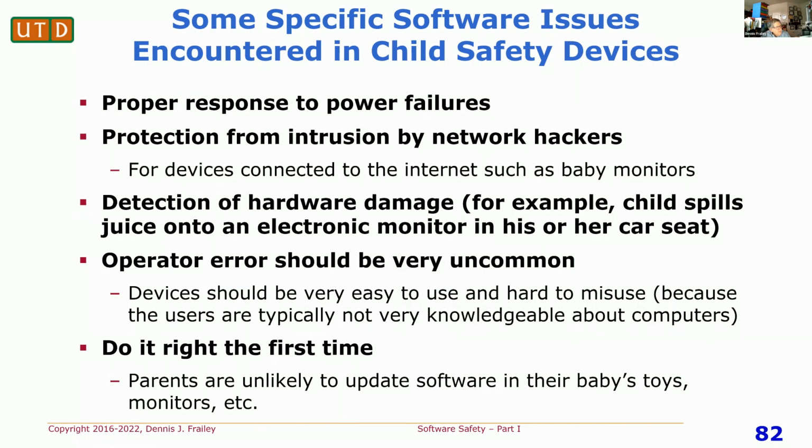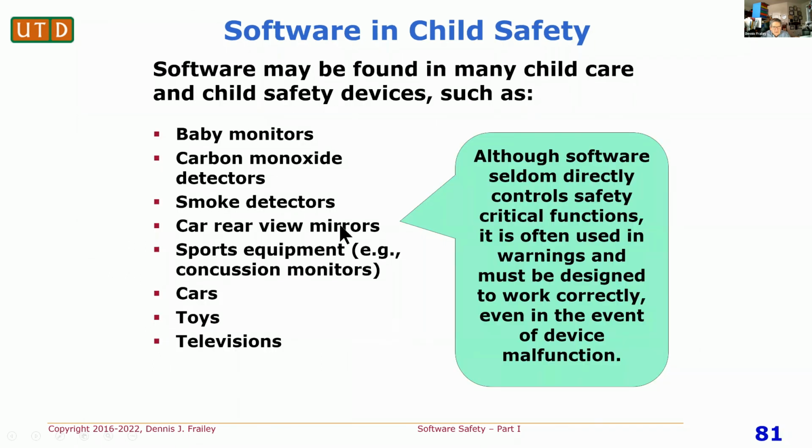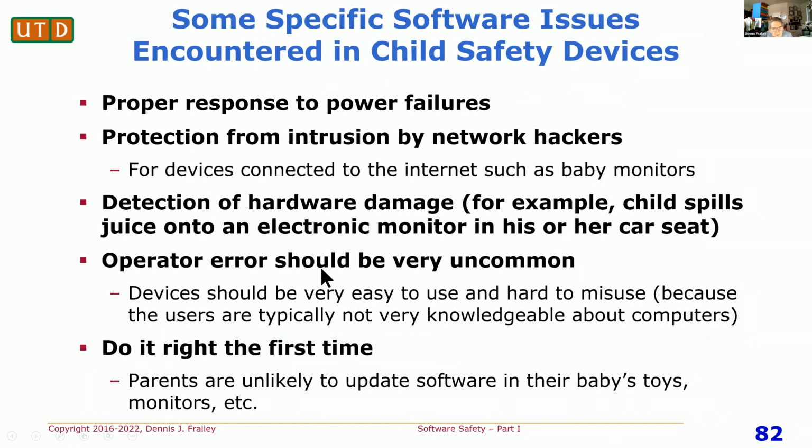The next slide is some specific software issues. Whereas the previous slide said, well, yeah, these are things that software may be involved in, this is examples of where software can cause a problem. Proper response to power failures in this example. Detection of hardware damage. Operator error should be uncommon. In other words, you have to have a very easy to use user interface and things like that. And again, you may embellish this based on your topic.